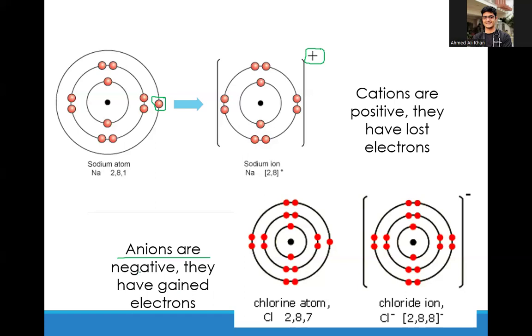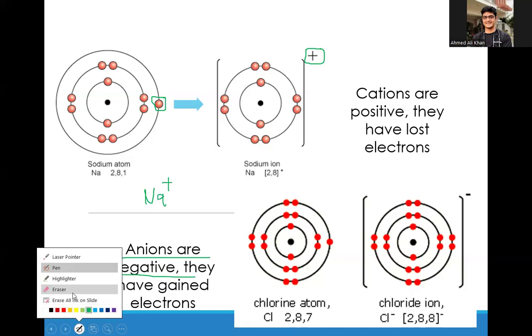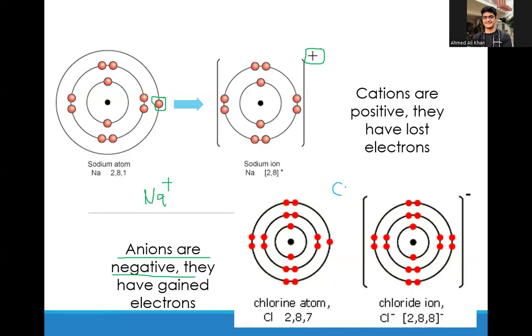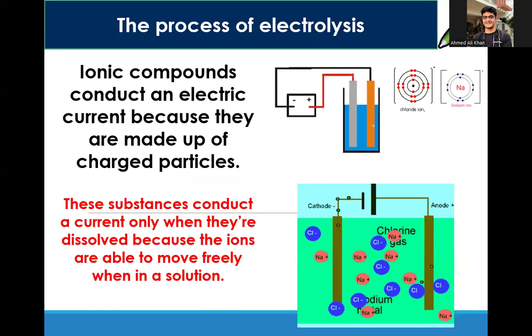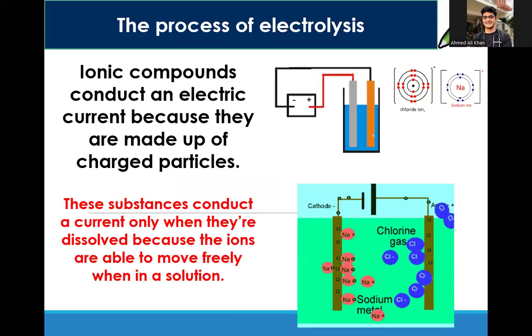Anions, on the other hand, vice versa, are negatively charged ions, and normally it's the non-metals that form the negatively charged ions, or the anions, right? So in the case of sodium chloride, sodium will form the cation, and chlorine, on the other hand, will be the anion, the negatively charged ion. So remember, cations are positively charged and anions are negatively charged. So that is the difference between cations and anions and the types of elements that will form cations and anions.